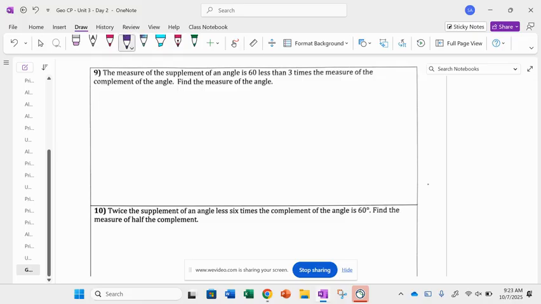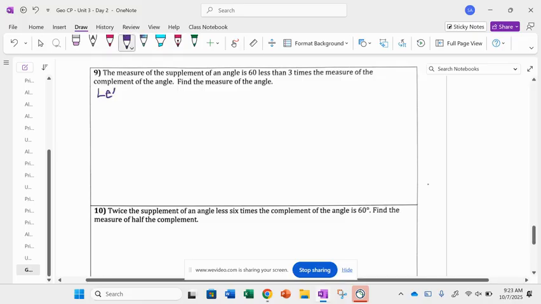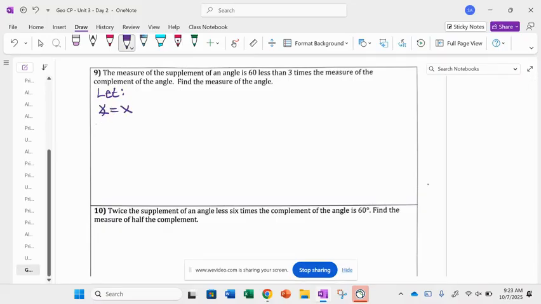We're going to write out our let statement. So we're going to let the angle equal x. The supplement will be 180 minus x. And the complement will be 90 minus x.